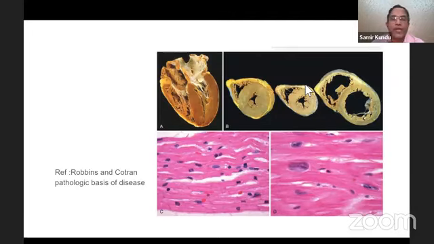This is the structure of the heart, the reference from Robbins pathology book. The upper left shows concentric hypertrophy of the LV without dilatation. The next also shows concentric hypertrophy of the LV without dilatation. Now this is hypertrophy of the LV with dilatation. This is the normal structure of cardiac muscles, and this is the hypertrophied muscle.